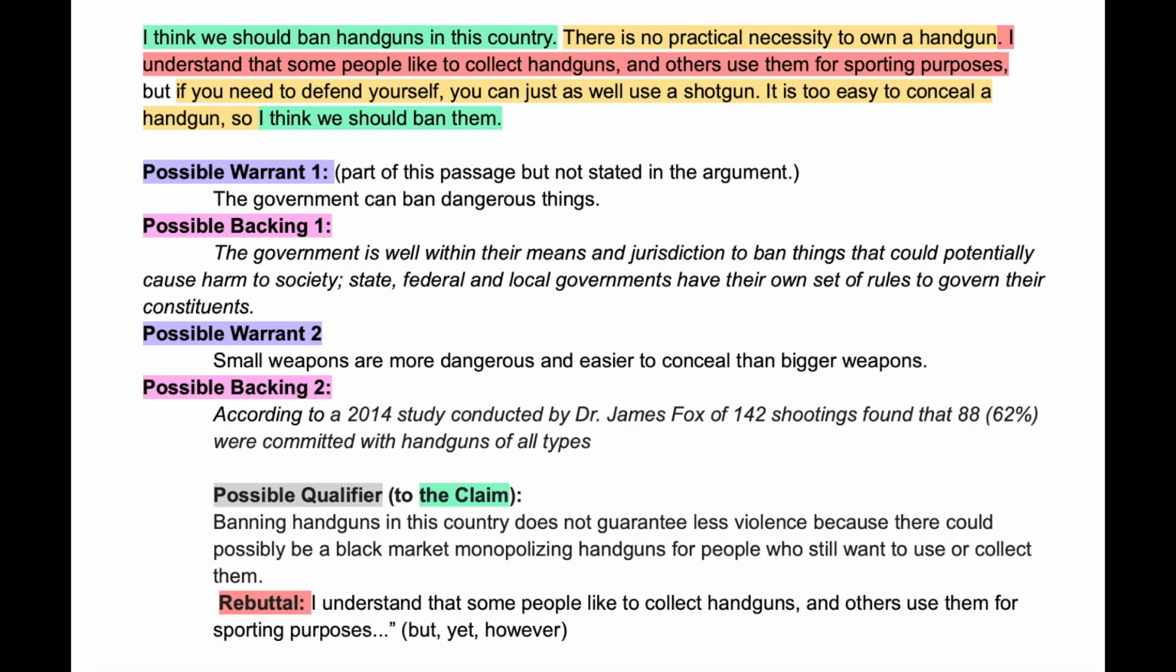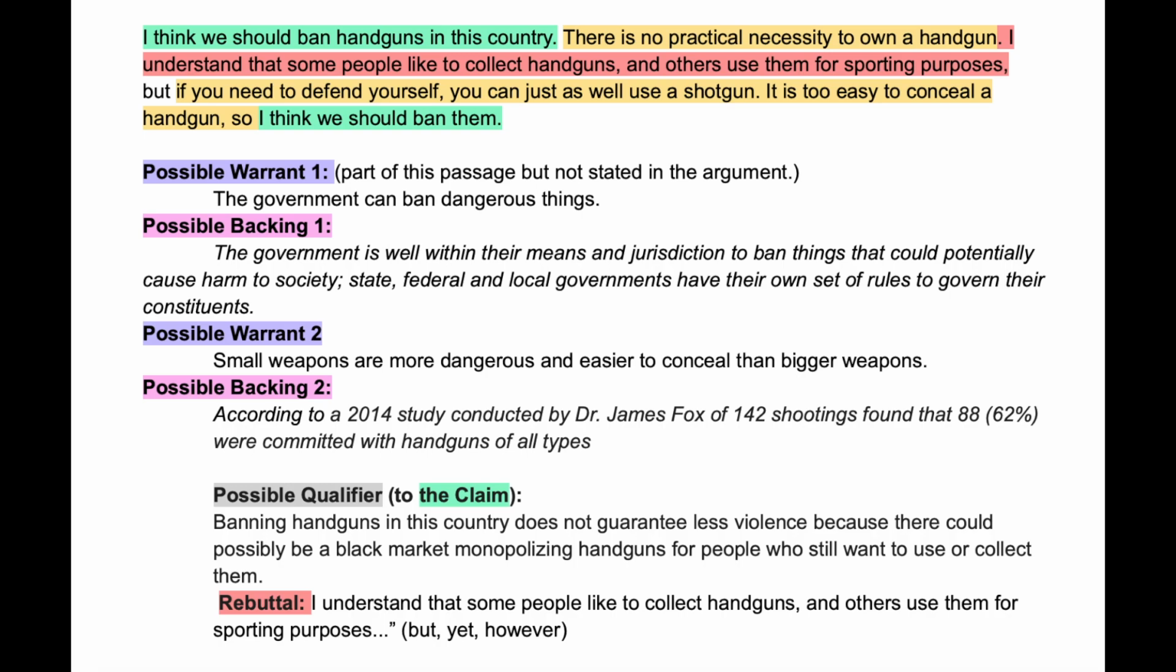Taking a look at this argument, again, we are looking at our claim. Our claim is in green and it says that handguns should be banned. You see it in the beginning and toward the end of the first triad. So that is our claim. We want to take a look at the warrant. Remember, the warrant is a part of the passage that is not explicitly stated. Those are the values that we're looking at with the particular argument in question. One possible warrant that we mentioned before is that the government can ban dangerous things.